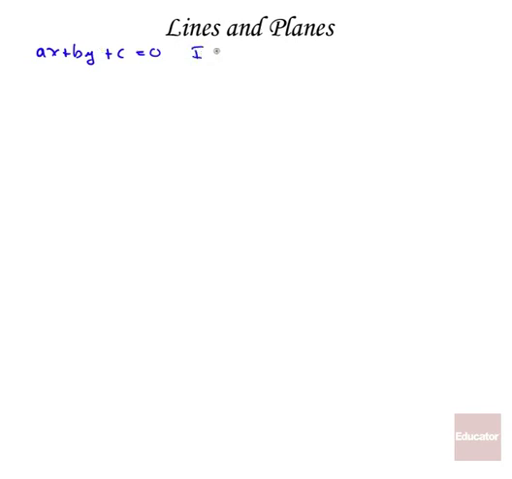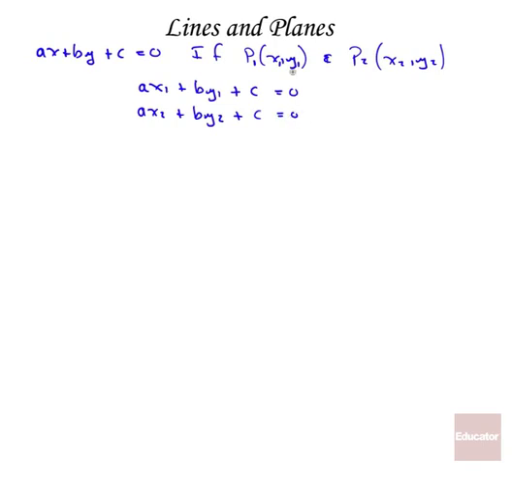Well, if I have some point P1, which is x1, y1, and a point P2, which is x2, y2, and these two points are on that line, then they satisfy the following. You basically just put x1, y1 in for x and y, so you get ax1 plus by1 plus c equals 0. And I have a times x2 plus b times y2 plus c equals 0. So if they're on that line, they satisfy this relation, right?